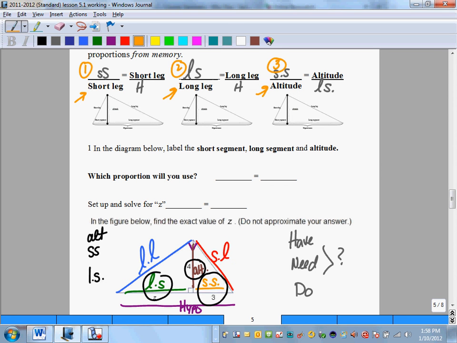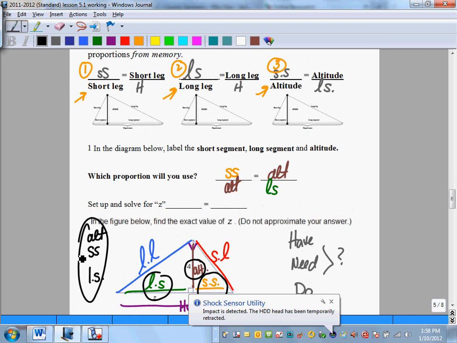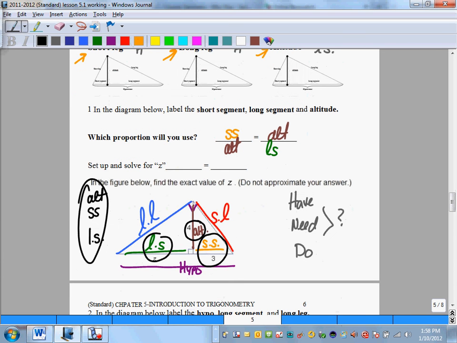Okay, for those who said 3, you're correct. Let's write it down. Because 3 says this, I could use a short segment over the altitude equals the altitude over the long segment. Why am I using that? Because that involves the players that I want. You look at what you have and what you need. That's have, need, have, need.